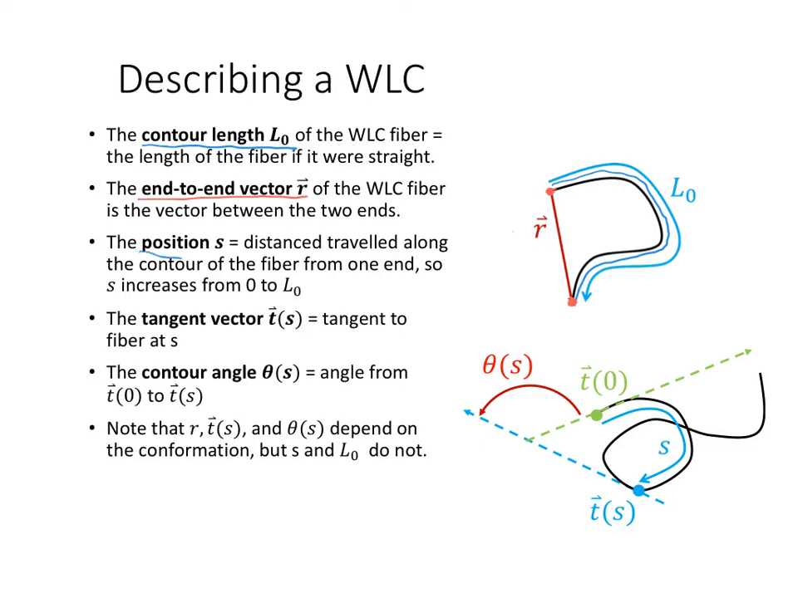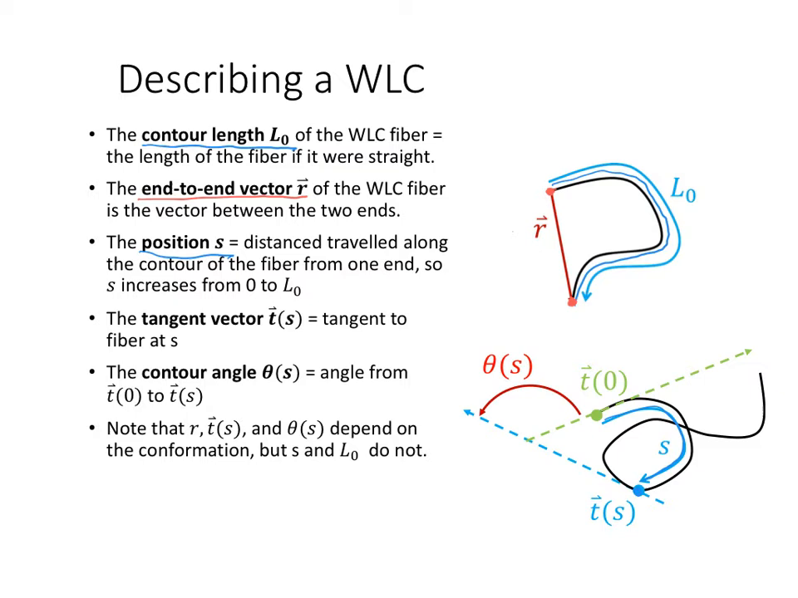Our third definition is the position S. So the position S is related to the contour length. It's the position along the contour of the fiber, but in this case it's an index into that fiber rather than the length. So it's just like we use X as an index into the length L of a beam. And so we're showing that here.